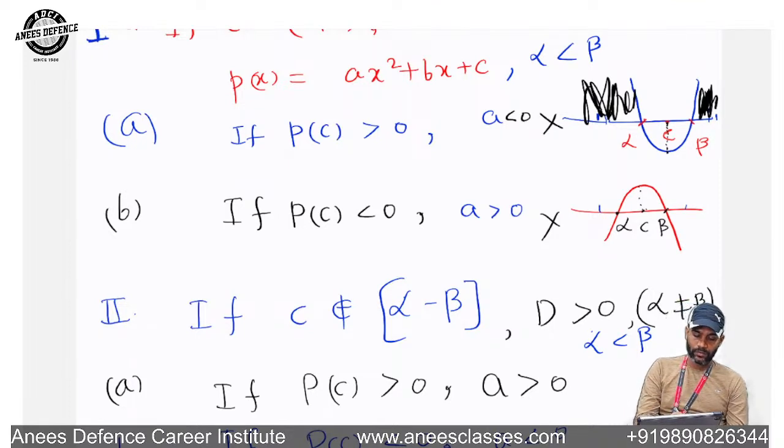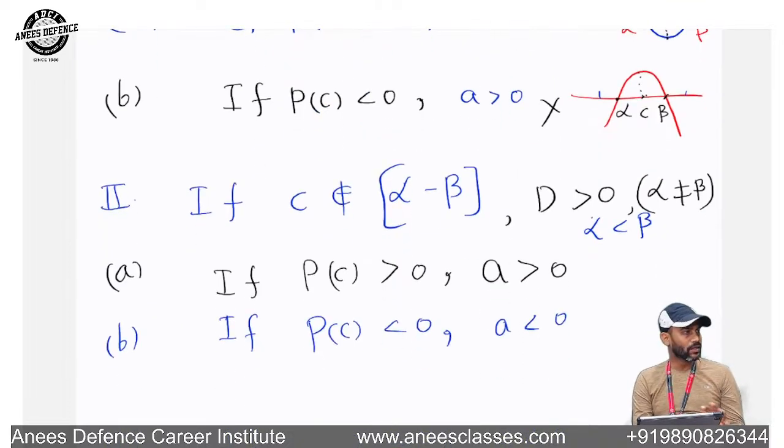So these are the two cases that you have to understand. Although I have not covered all the cases, I hope I have given the idea how to proceed. You have to draw the graph. If the graph is above the x-axis, it means it is positive. If it is below the x-axis, it is negative.